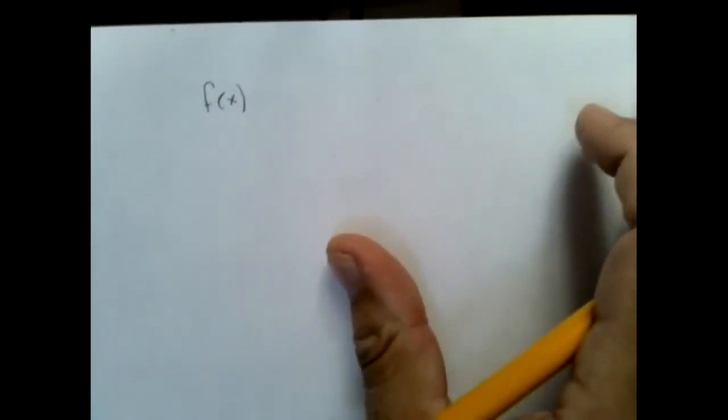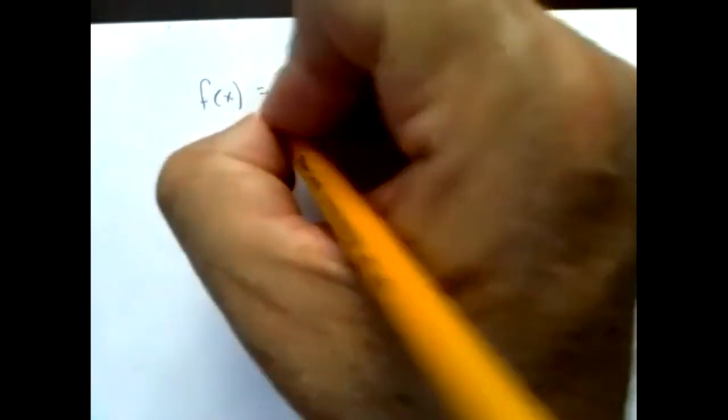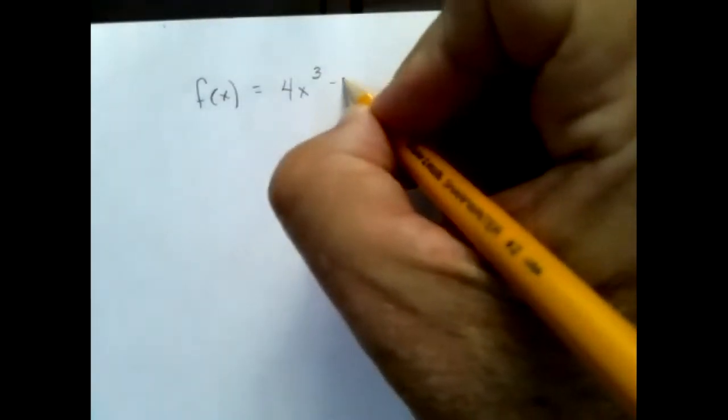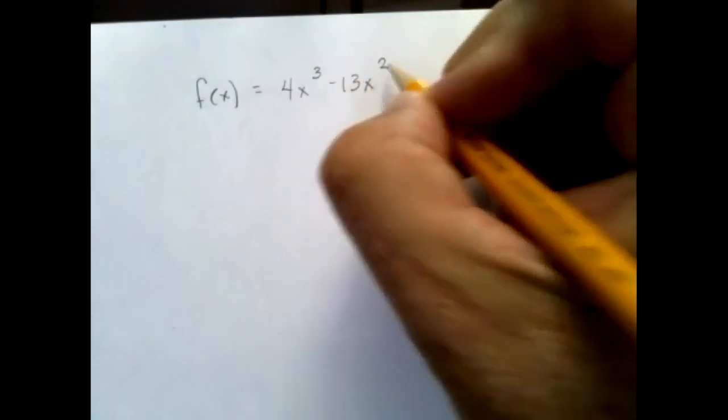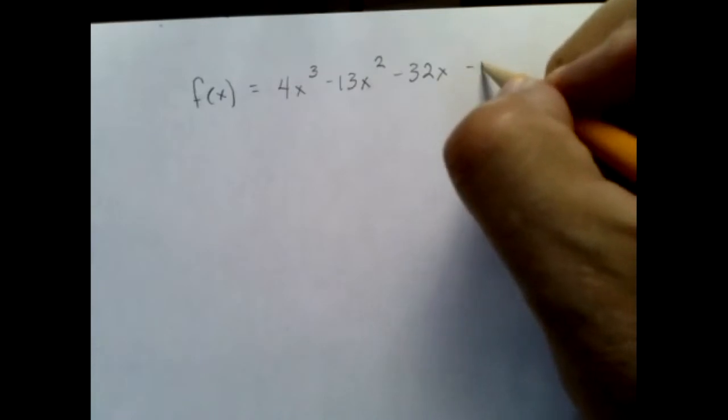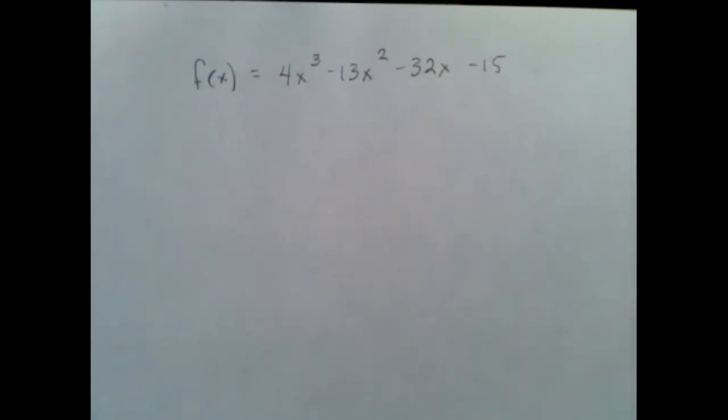Okay, are we done? No. What if I gave you this bad boy? f of x. Oh, can't see it, can you? Come over here. Here we go. f of x equals 4x cubed minus 13x squared, oh boy, minus 32x minus 15.